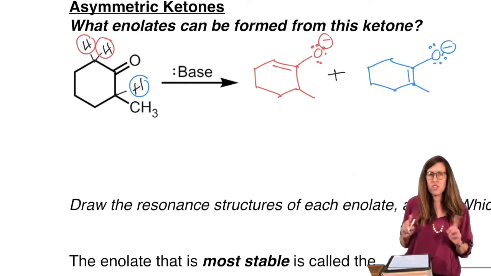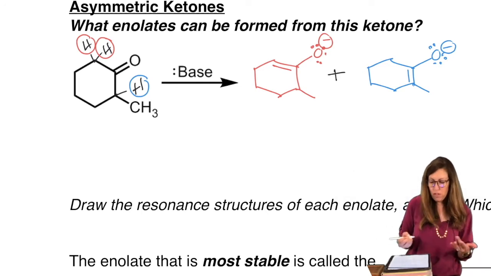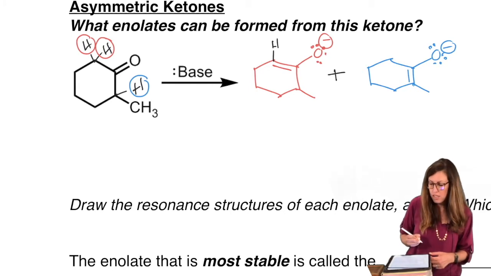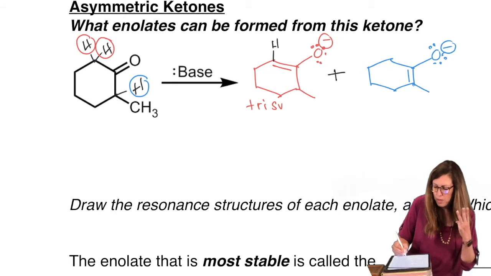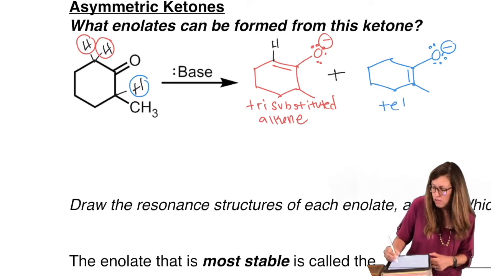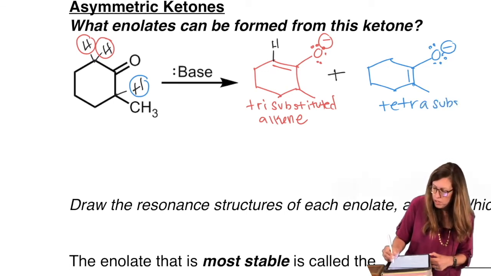Okay, let's write out some features that distinguish these two products, because that's going to indicate to us which might be more preferred to form. All right, so if we have the red product, we have an H on the enolate, but we have no H on the blue enolate. So we would describe this as a tri-substituted alkene. There's three different groups that are not H. And this would be a tetra. There's no H on there. So all four groups on that alkene are not H's. Tetra substituted.